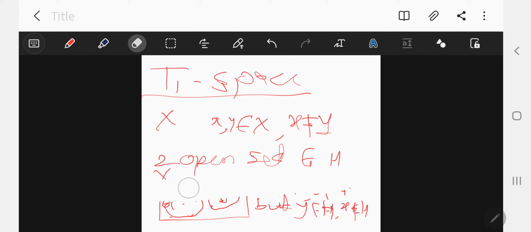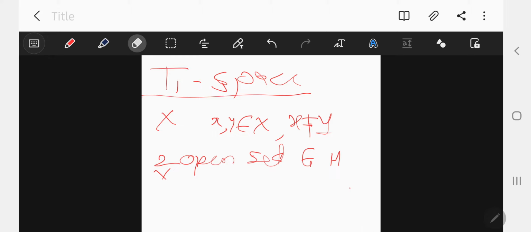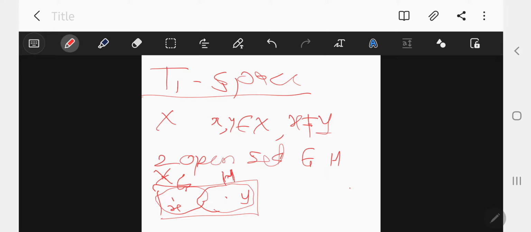There is another diagram, that is, for topological space X, there are two distinct points x and y and two open sets G and H of X. That is, x belongs to G but y does not belong to G, and y belongs to H but x does not belong to H.